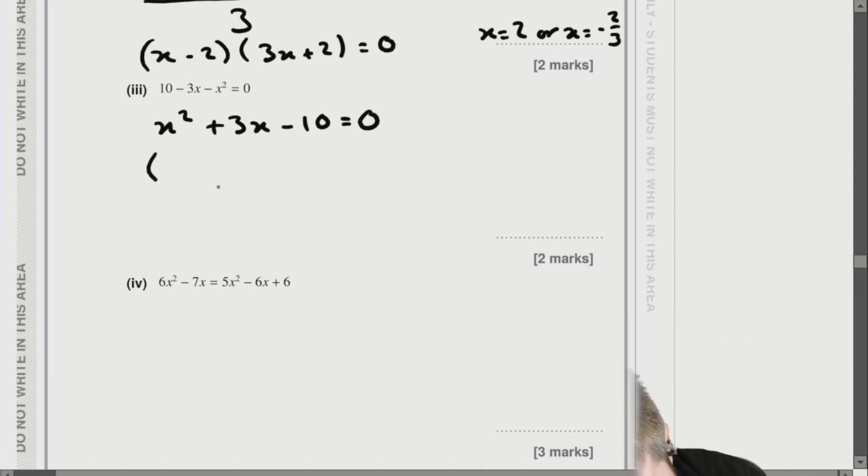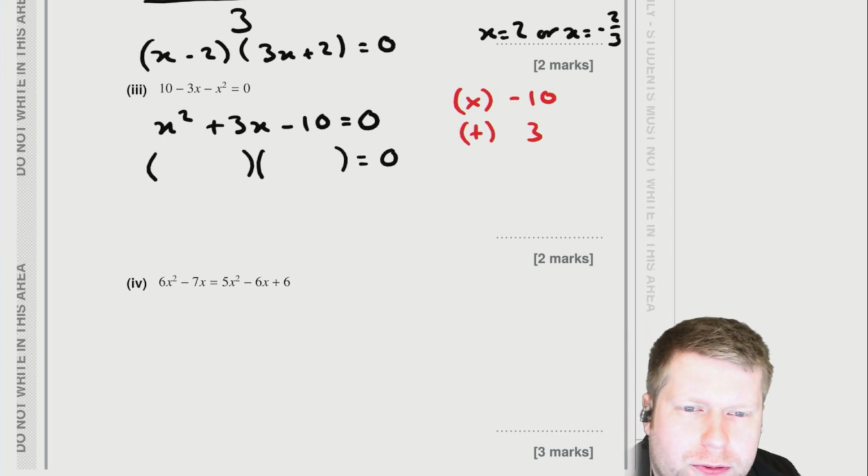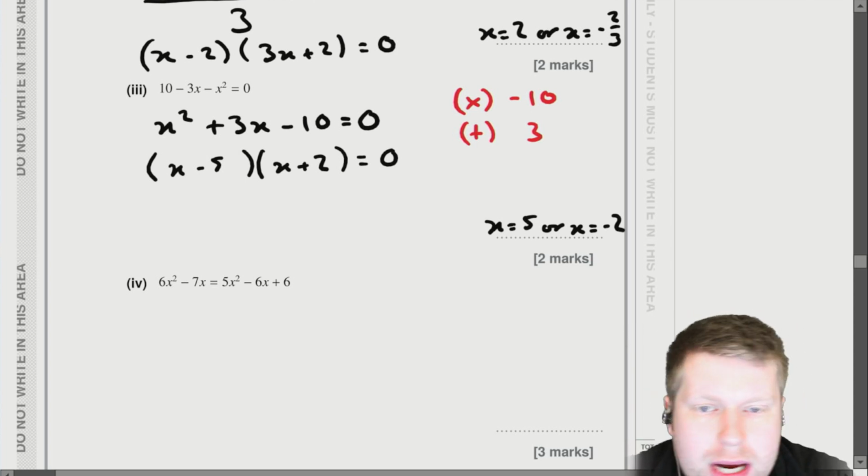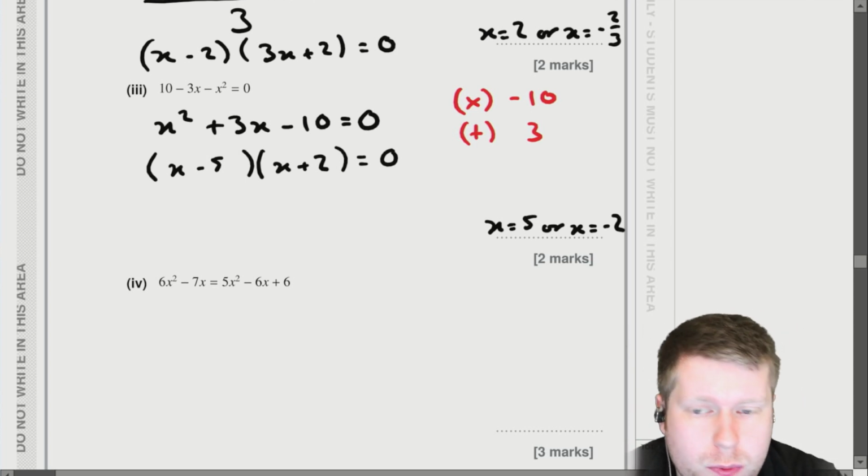Okay, so now I'm just going to factorize this into two brackets, and it's a straightforward monic quadratic. So remember, I'm looking for two numbers that multiply together to make -10 and which add together to make +3. So I probably need 5 and -2 here. So (x minus 5)(x plus 2). And then if I solve those two equations, I get x is equal to 5 or x is equal to -2, like so.